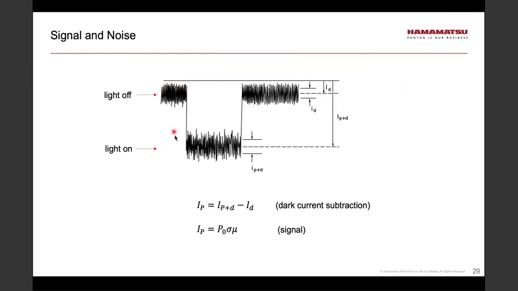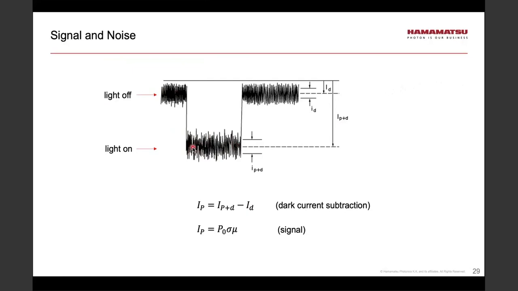When light is on, the overall curve shifts, and we now see some current that is a superposition of dark current and the current due to light. Let's call it photocurrent, or I sub P. However, please also note that when light is on, we still see fuzziness. And if you look carefully, there actually seems to be more fuzziness when light is on than when light is off. Okay, so visually, you can clearly see the mean values, right?